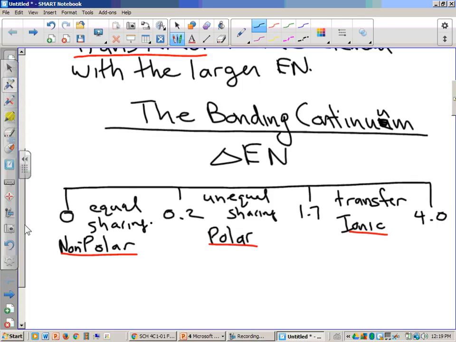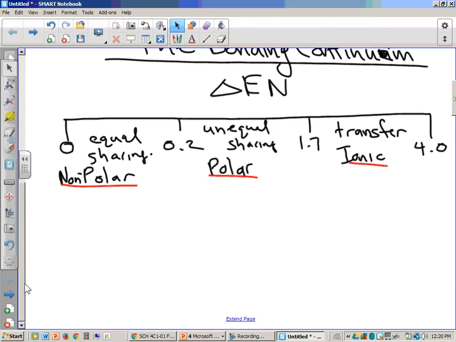This is the most important part, which is why I have you stay. Let's do a couple of examples here. My example to begin with is going to be the bond between a P and an H.